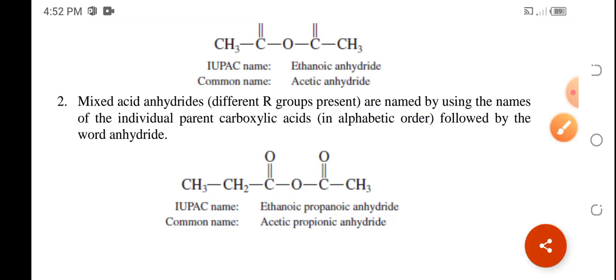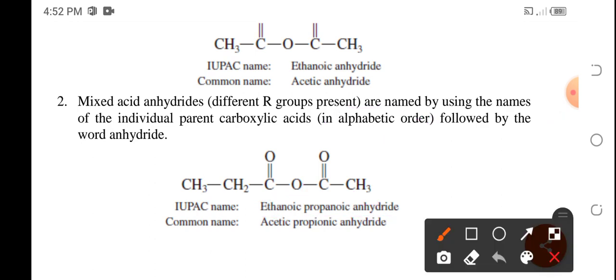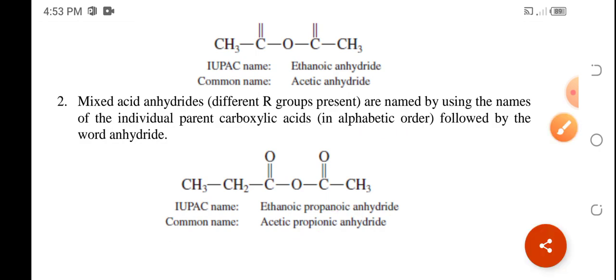Now for the common name, the three carbon carboxylic acid is propionic acid. Take note it is propionic, and the IUPAC is propanoic. The two carbon acid has a common name of acetic acid, so arranging them alphabetically, acetic comes first, then propionic. Acids are dropped and replaced by the word anhydride. So the common name for this structure is acetic propionic anhydride.